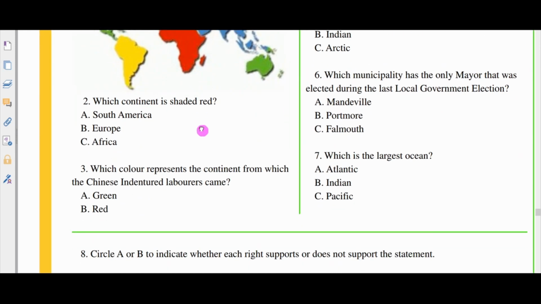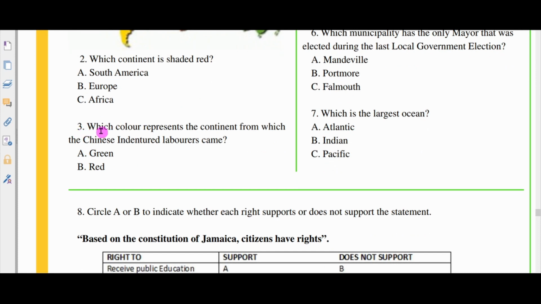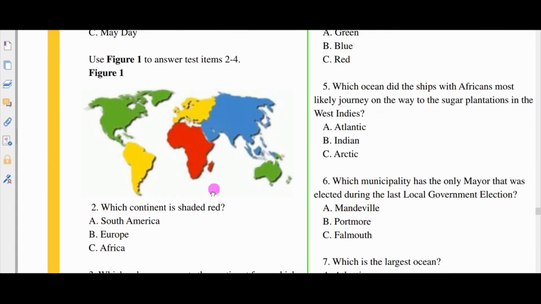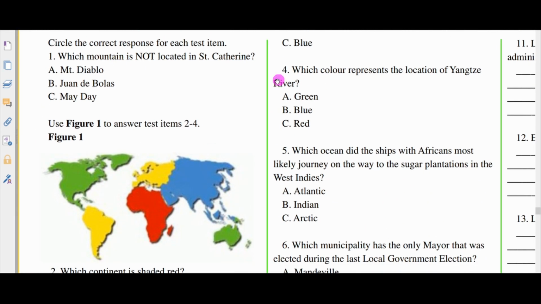All right, so number 3, which color represents the continent from which the Chinese indentured laborers came? And that would be here from Asia. Based on what we saw in our textbooks, coming from China, they would have come across into the northern sections of Africa, and then they would have taken boats over into the Caribbean region. All right, so that should be blue. So C, blue.